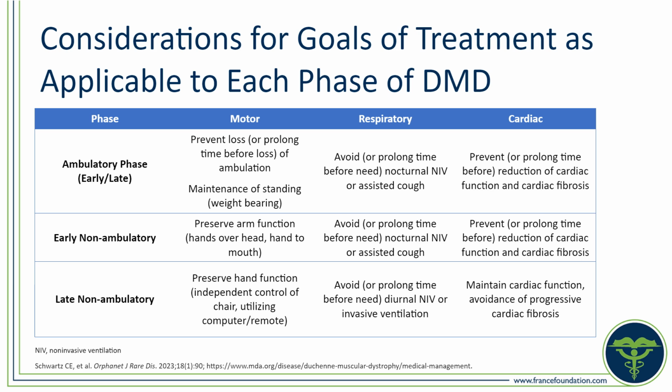We are also considering both respiratory and cardiac at this time and trying to prolong the need for intervention, although this is unlikely and unusual in the very early ambulatory phase. In the early non-ambulatory phase, boys have obviously lost the ability to ambulate, and we are changing our focus primarily to looking at preserving upper arm function. Here, it becomes important to continue to focus on trying to optimize respiratory function so as to prolong the need for nocturnal non-invasive ventilation or assisted cough.